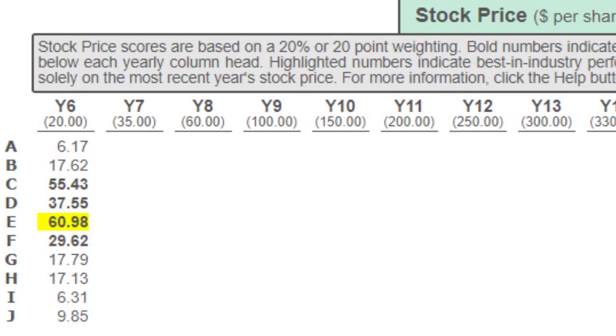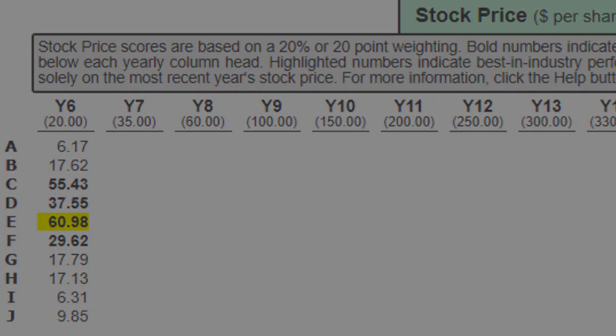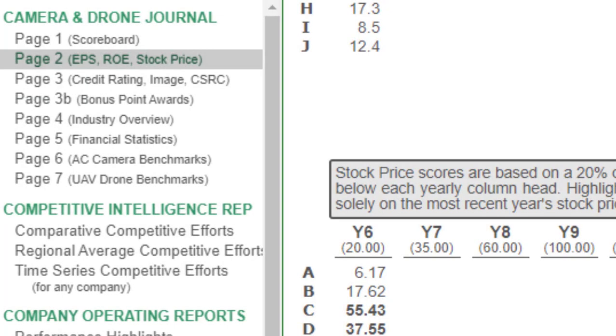Next, we have stock price. You have team C, D, E, and F, all the same teams that met expectations. Then again, team E, sound like a broken record, they were best in industry. Okay, so they're doing fantastic. So if I was you, if you're not team E, I would absolutely be analyzing what they're up to unless you feel like you have a different strategy than they're planning on using in the future. Next, we have credit rating and image rating.